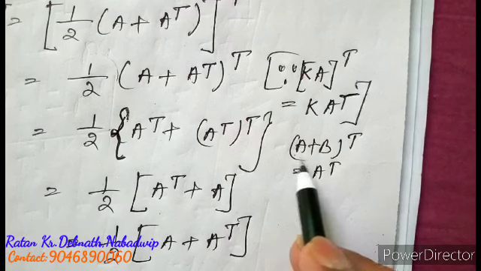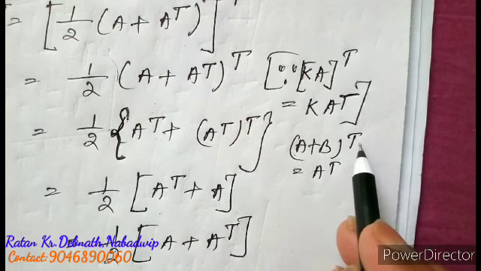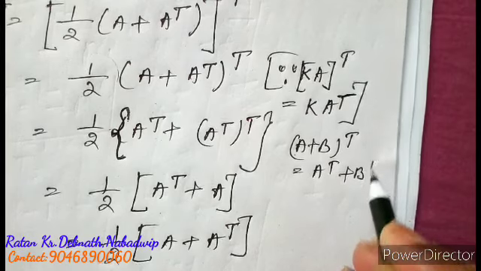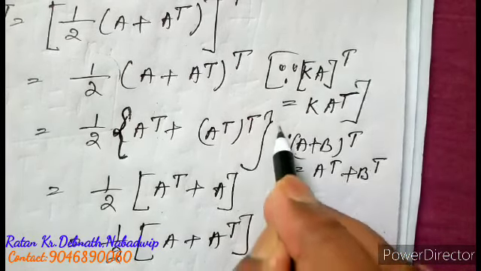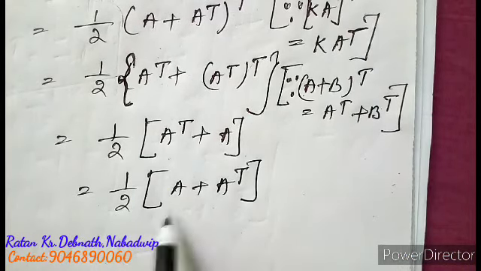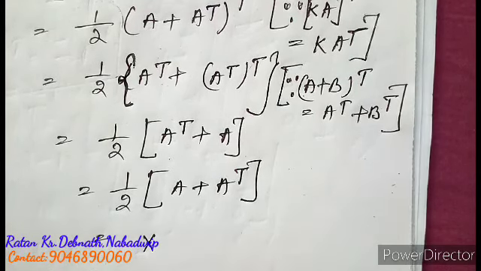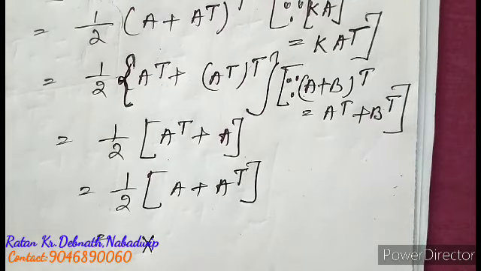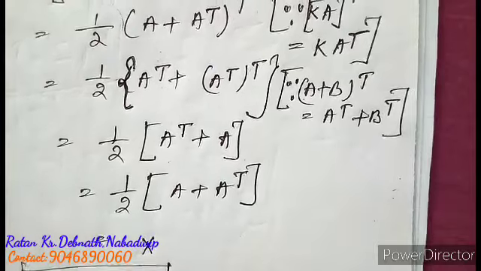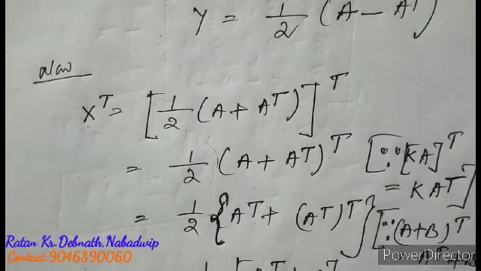If A and B are two matrices, the transpose of their sum equals A transpose plus B transpose. In the previous video I have written this property. Therefore we got half of (A plus A transpose), that means X. So X transpose equals X here.